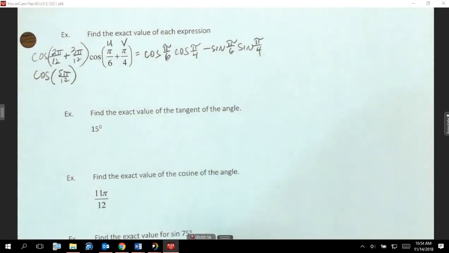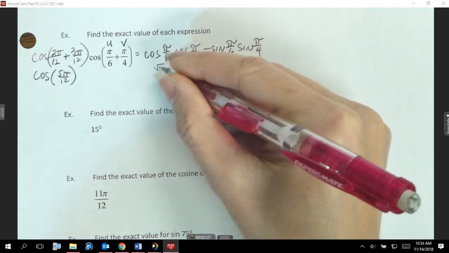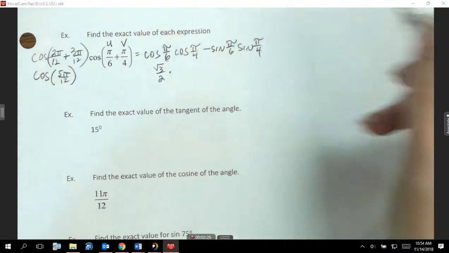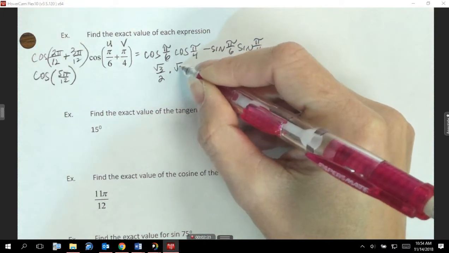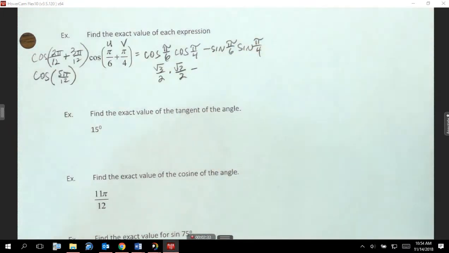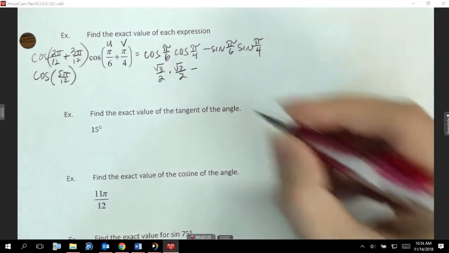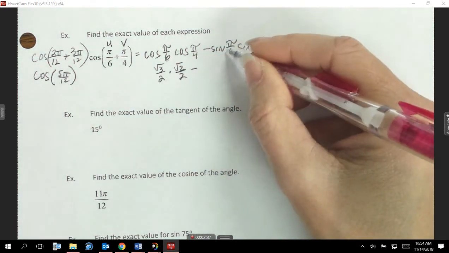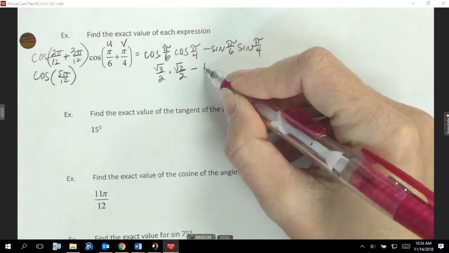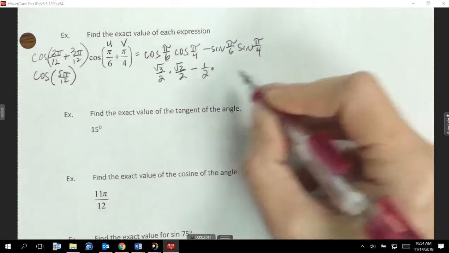What is the cosine at pi over 6? No. Sine at pi over 6 is a half. What's cosine at pi over 6? Thank you. What's the cosine at pi over 4? You mean we still have to know this? Yeah. Okay, so then the sine at pi over 6 is a half, and then the sine at pi over 4.